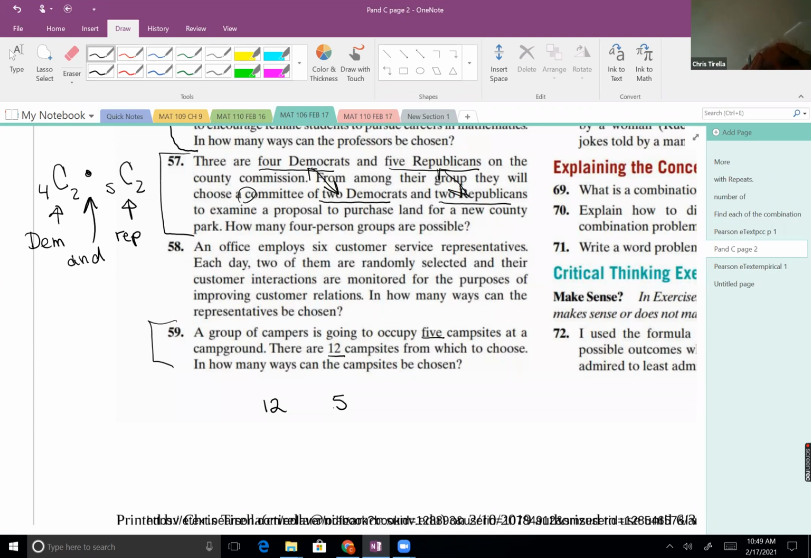So have any of you guys ever gone camping? When you go camping, does it make a difference to you which site you have, where you are? Does it make a difference to you whether you're next to the bathroom or whether you're next to the dumpster or whether you're next to loud people or whether you're next to quiet people? And so that's like saying order matters because the campsites are different. And so this one's going to be a permutation.